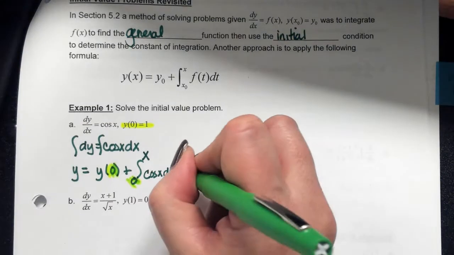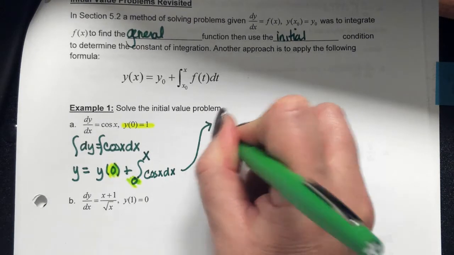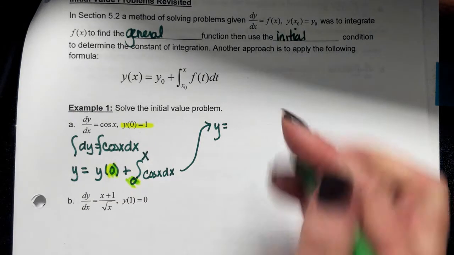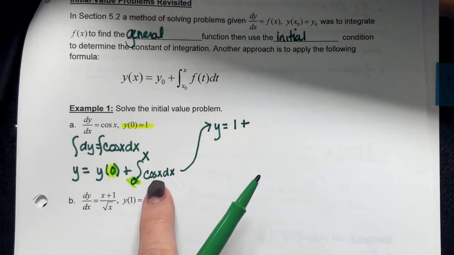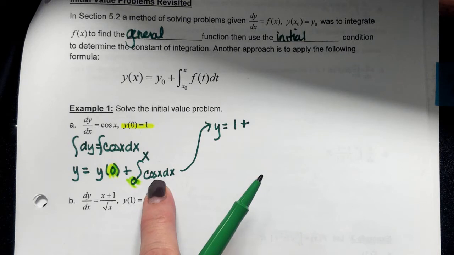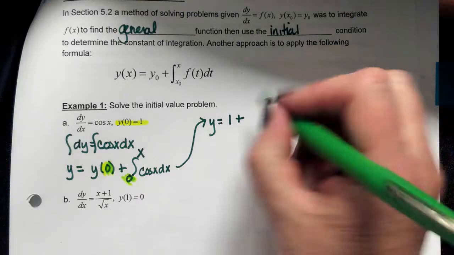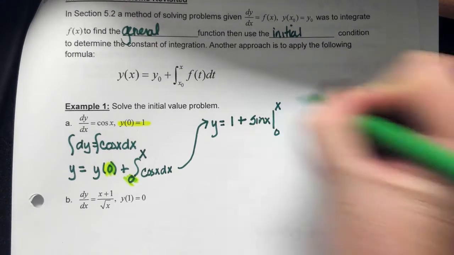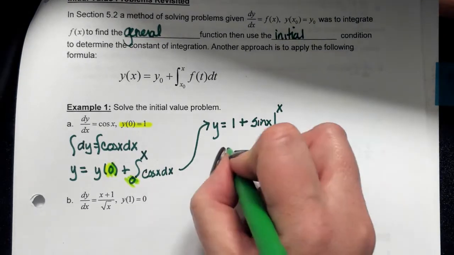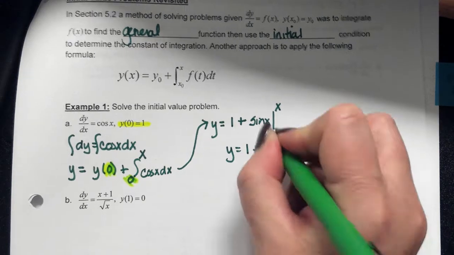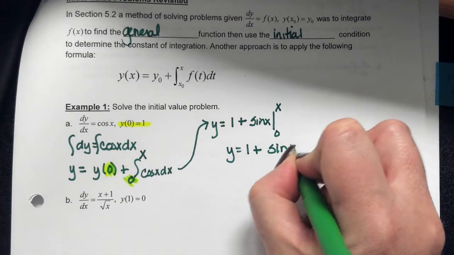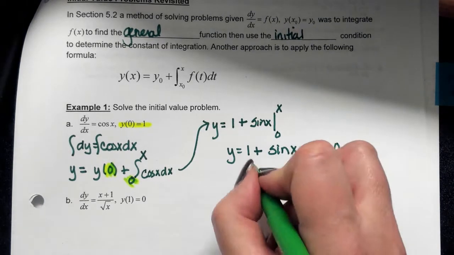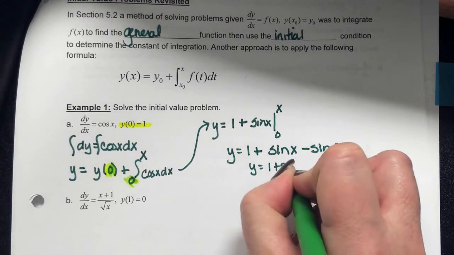So now, to solve this particular problem, I have y is equal to, what is y of 0? Y of 0 is equal to 1 plus the antiderivative of cosine x is going to be a sine x. And again, I'm going to evaluate this from 0 to uppercase x. So y is going to be equal to 1 plus, plug in your upper bound and lower bound, sine x minus sine 0. So then y is just going to be equal to 1 plus sine x.